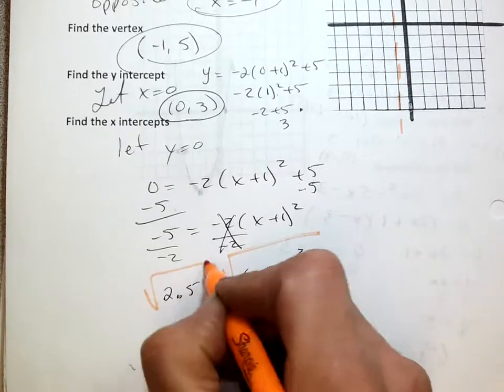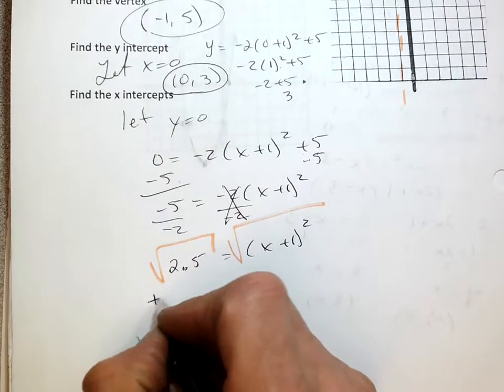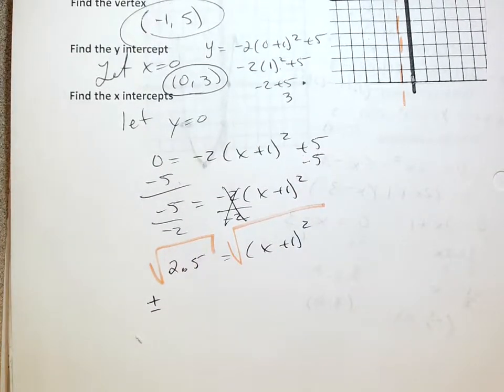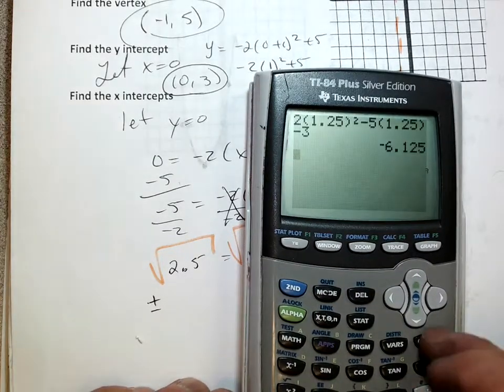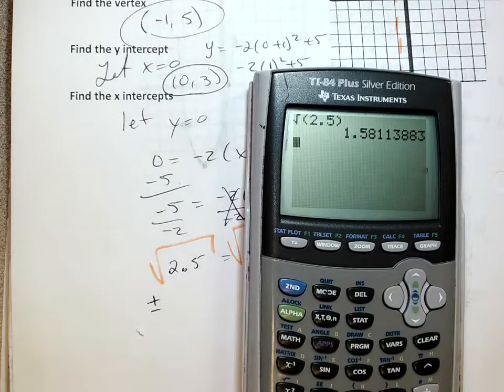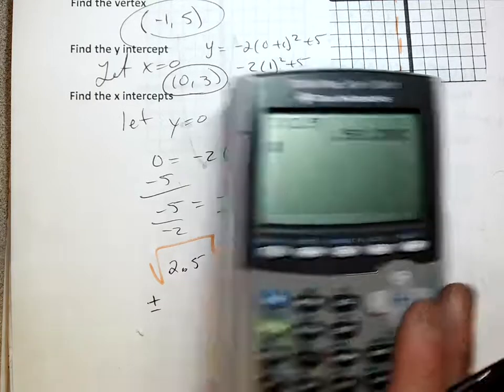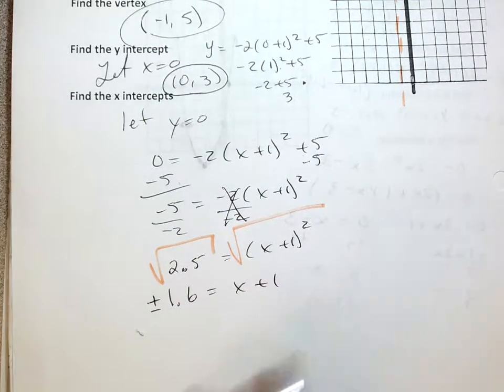How many answers? Has to be two because there's two x-intercepts, right? So I get a plus or minus. Now this time I need to use a calculator answer because I need to find the point. So I'm going to use my calculator. What is the square root of 2.5? About 1.58. But since we're graphing, let's round to 1.6, okay? Because that's the closest we're going to be able to graph. So I have plus or minus 1.6 equals x plus 1, okay?